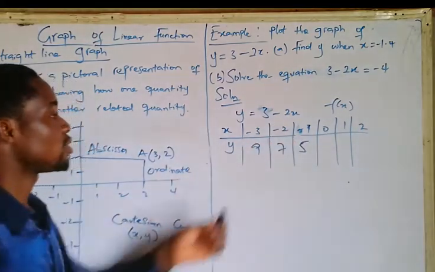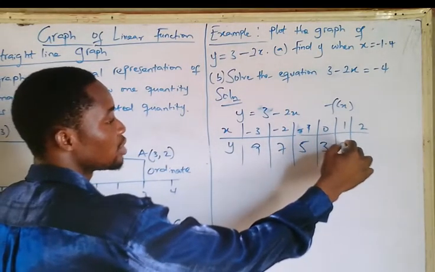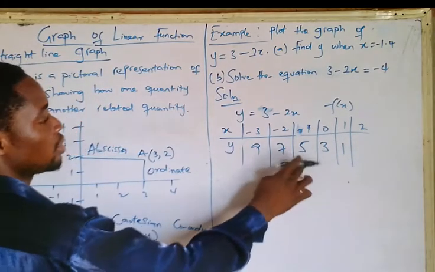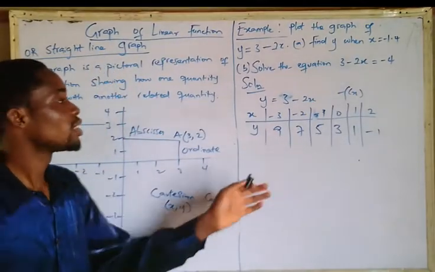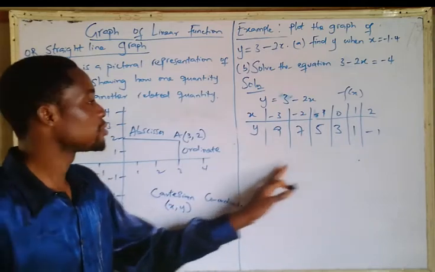So it's as though we're subtracting 2 each time. So I'm going to have this as 3, this as 1, and then 1 minus 2, which is minus 1, and so on. These are the values we're going to have. Then with these values, you will now plot it on your graph.